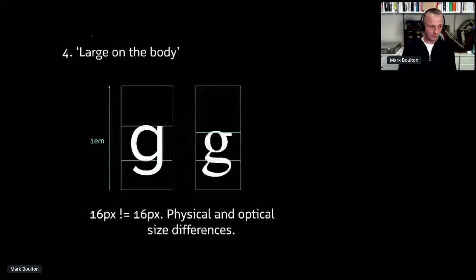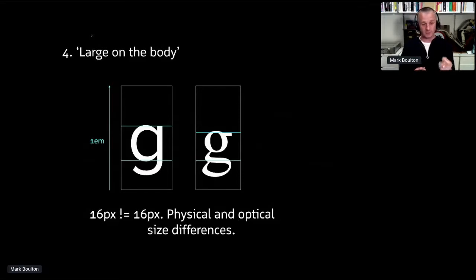A really interesting one for us on the web in particular, and I'll come on to talk a little bit about fallback fonts, is actually the metrics of the type within the M box. This is called large on the body. This is a term that's been around for, I don't know, hundreds of years in typography. What it means for us is that 16 pixels does not equal 16 pixels, because there's an optical size difference between fonts.